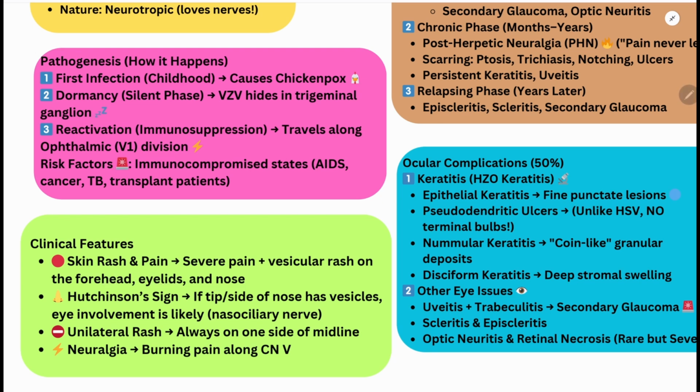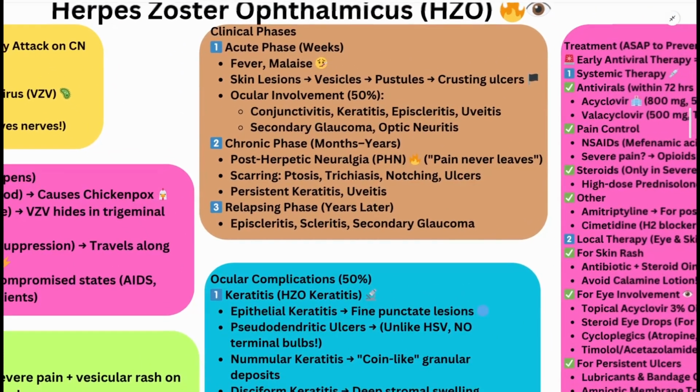And the important sign is Hutchinson sign. Here you will see the tip or the side of the nose has vesicles, and eye involvement can also be seen here. Here the rash is unilateral, always seen on one side of the midline, and as we already discussed, it is neurotropic. There will be neuralgia like burning pain, along the area which cranial nerve 5 supplies. Okay, so these are the clinical features.